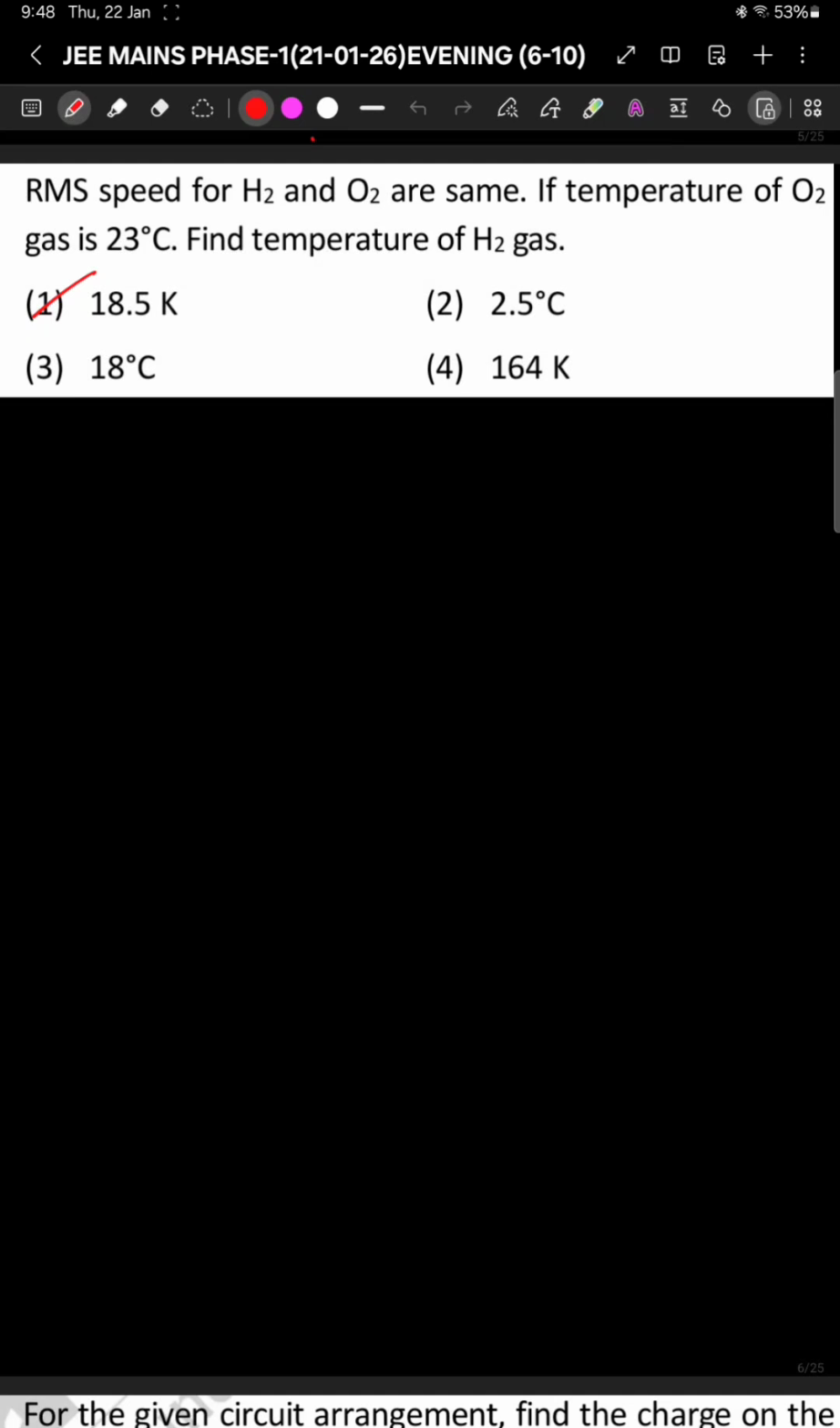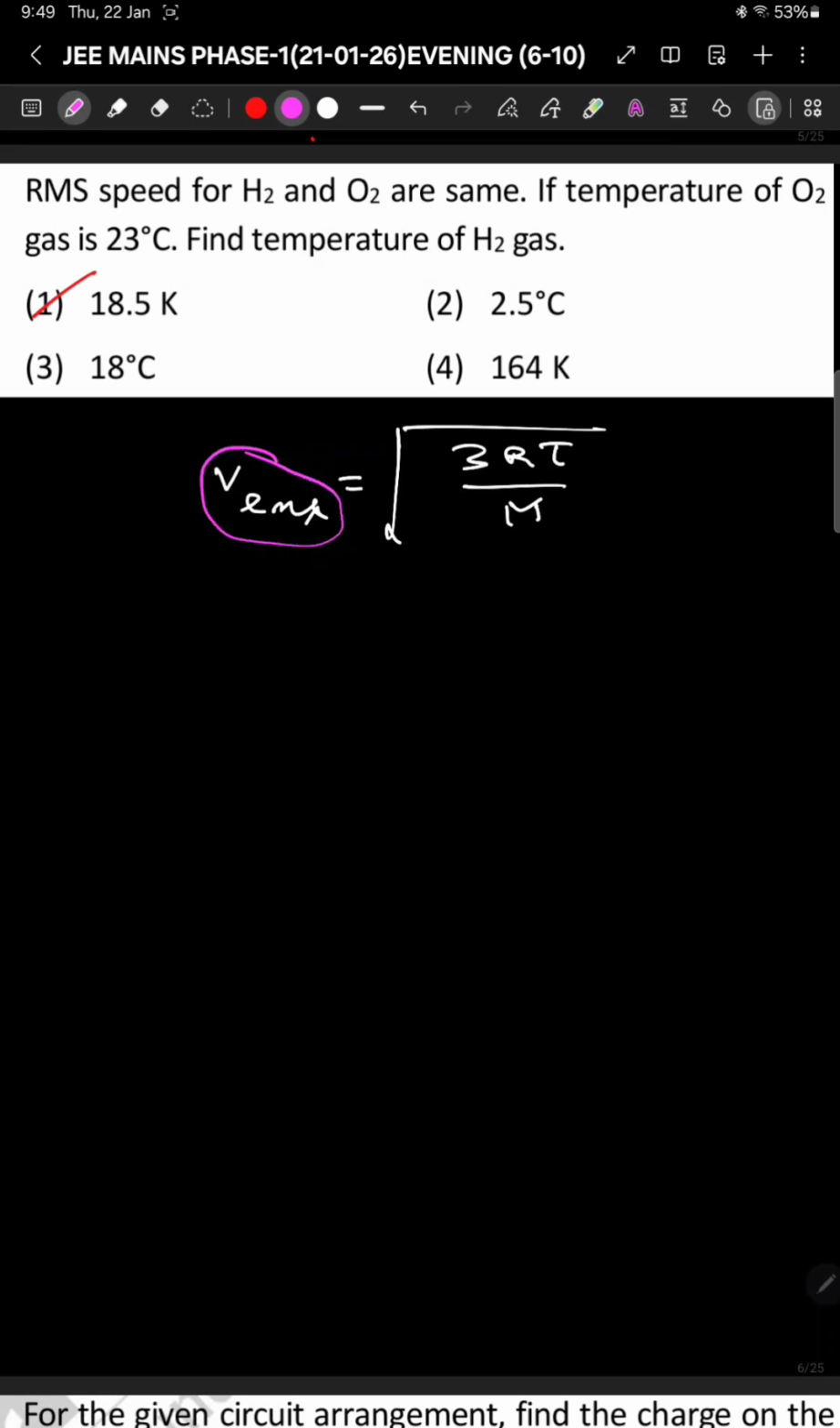The RMS speeds of hydrogen and oxygen are the same. The temperature of oxygen is given as 23 degrees centigrade, and they are asking for the temperature of hydrogen gas. We know the RMS velocity formula: root of 3RT by M. Here, for both gases the RMS velocity is the same and 3R is constant. So M is directly proportional to T, we can say.